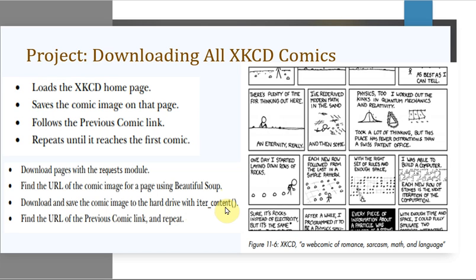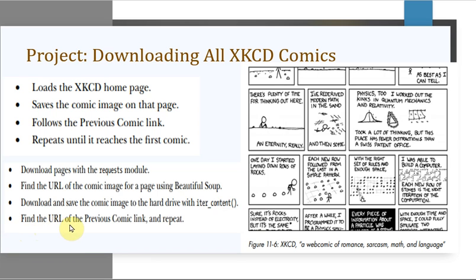Next is download and save the comic image on the hard drive with iter_content. Again, about iter_content we have already seen in the previous sessions. With iter_content you specify the size in bytes of the data, how much you want, so this allows us to get chunks of data. So every iteration, whatever size you have mentioned in iter_content, that much data will be downloaded, and you can either display it or save it.